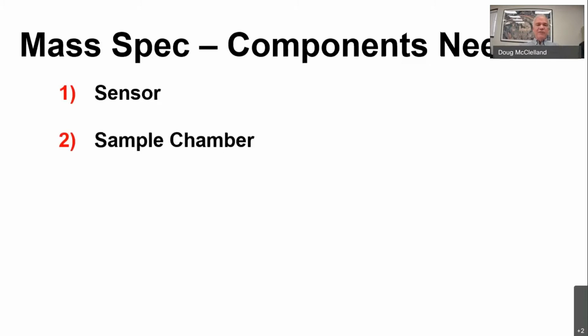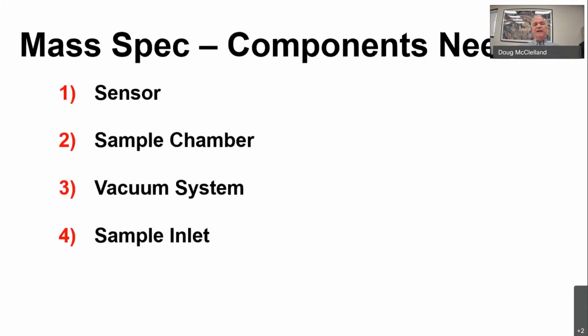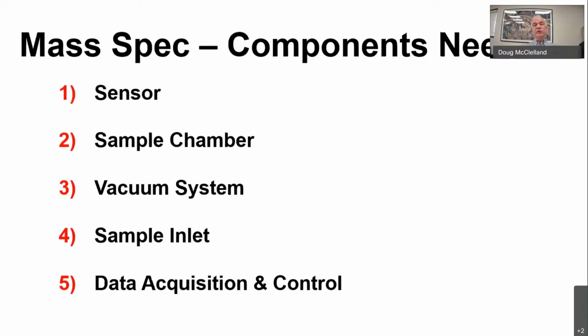The rest of our discussion now talks about the integration, how to customize the mass spec to do exactly what you need. The mass spec has several components, and so let's talk about what these components are. They include the sensor, the sample chamber, the vacuum system, the sample inlet, and the data acquisition and control unit. So these components are all needed to make a mass spec work. And so let's see how these components come together.